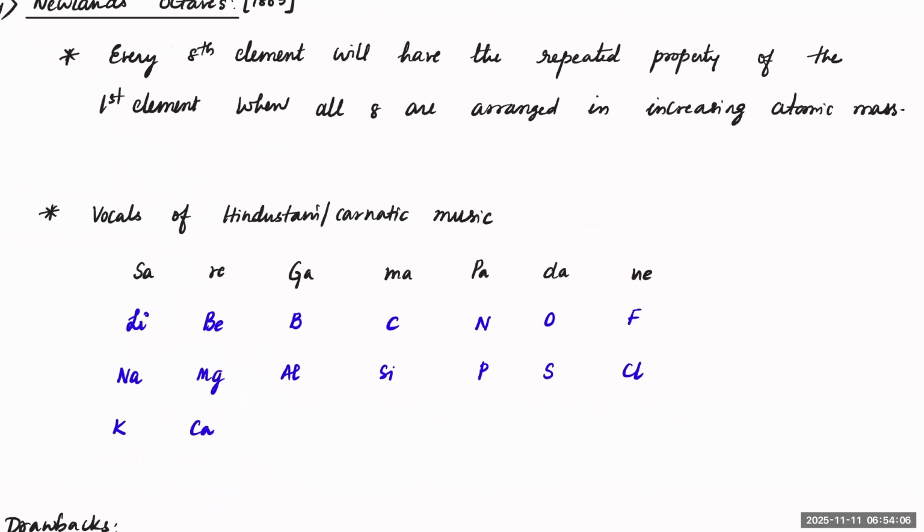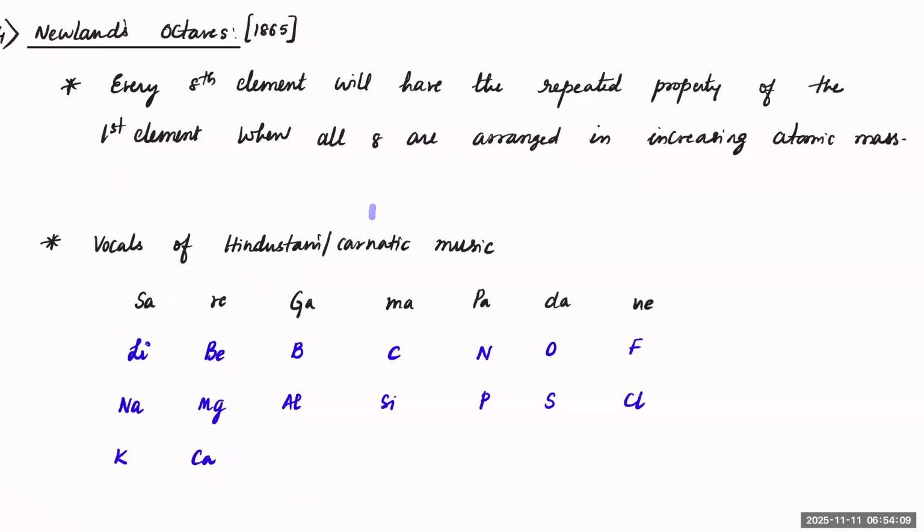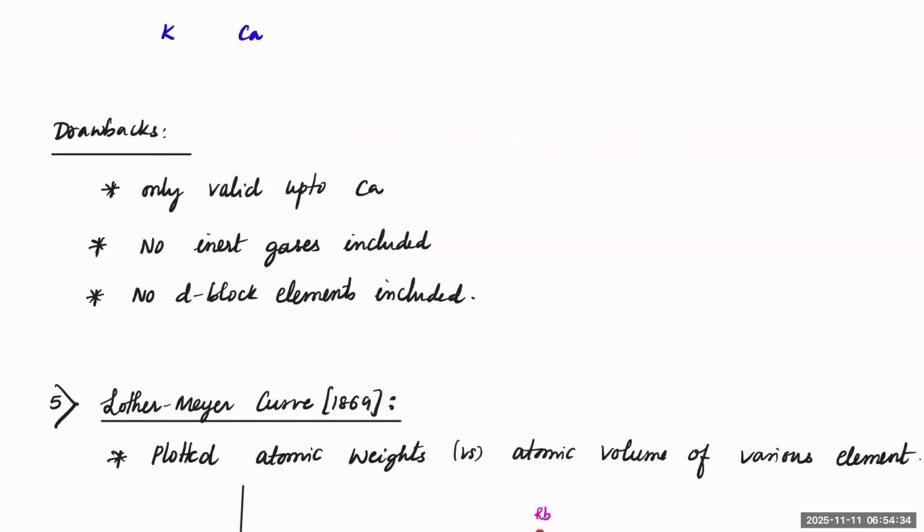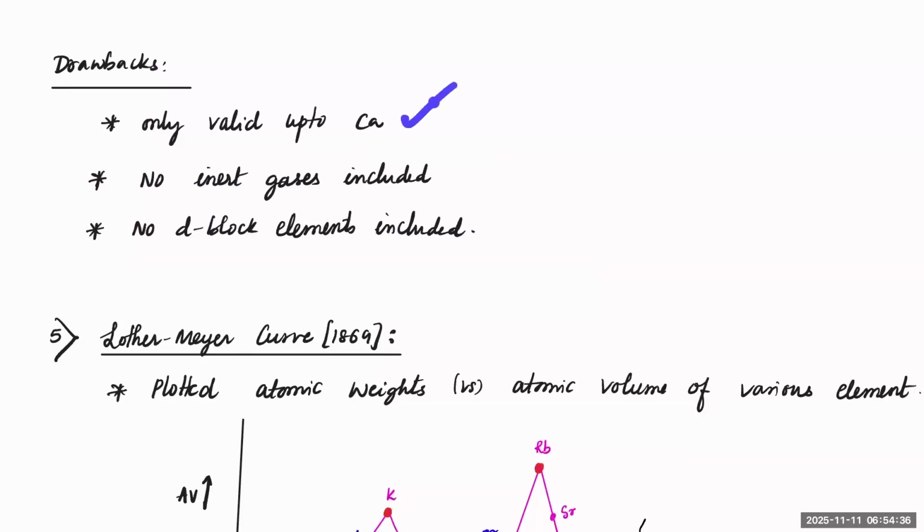Newland octaves, what you need to learn is that it is valid from lithium till calcium only. This goes with the idea that after every seventh element, the eighth element will have a repeated nature of that particular first element. And this goes pretty well for the first two, three groups. After that, it is becoming difficult to figure out. So you can see this is only valid up to calcium. No inert gases included, no d block elements included in this.